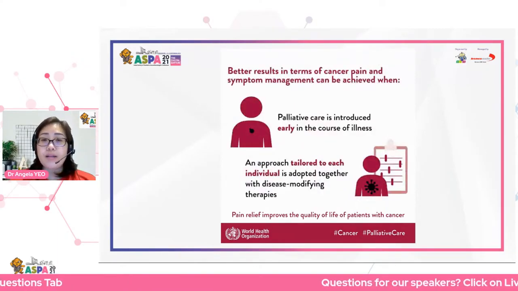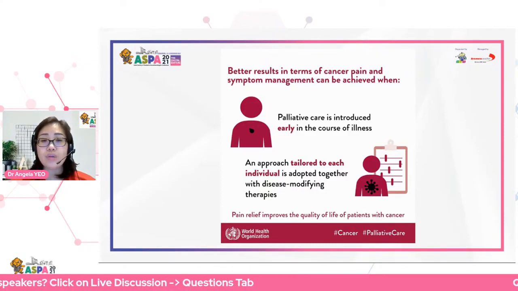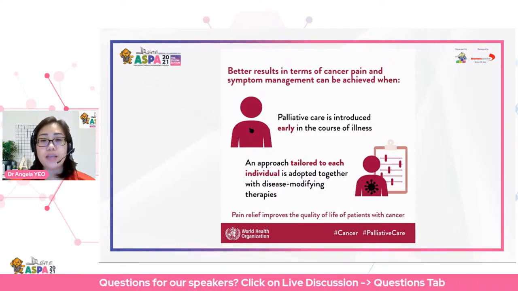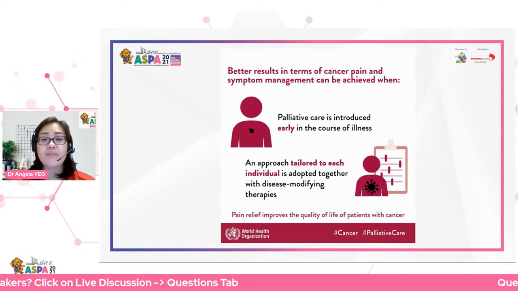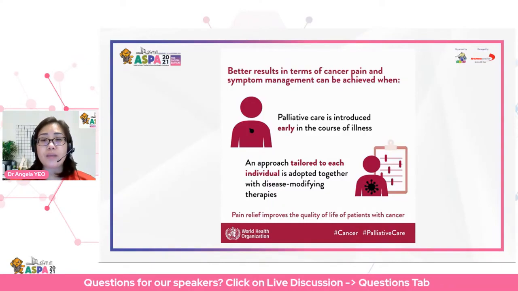So better results in terms of cancer pain and symptom management can be achieved when palliative care is introduced early in the course of illness. And palliative care truly is not about care only when the patient is going to die. Palliative care is not about losing hope or telling the patient that there is no hope left. Palliative care is really about prioritizing that quality of life and comfort despite the illness, despite the treatment the patient is undergoing.